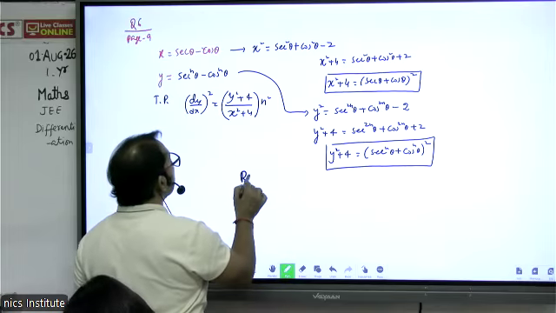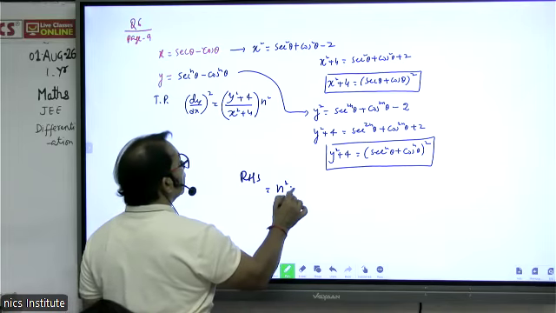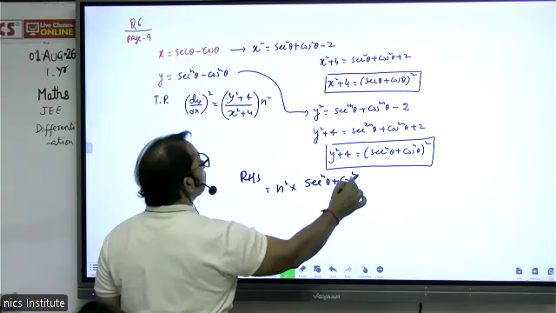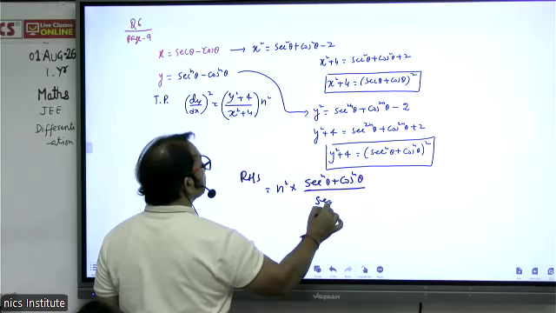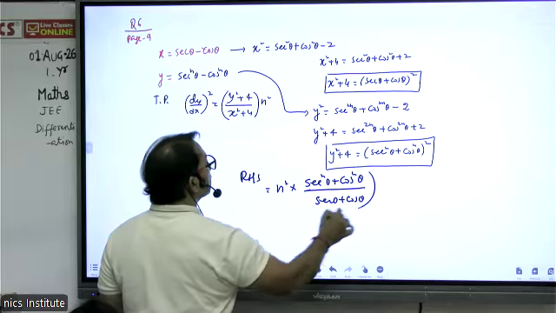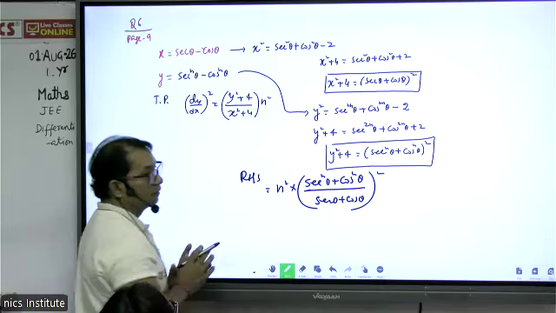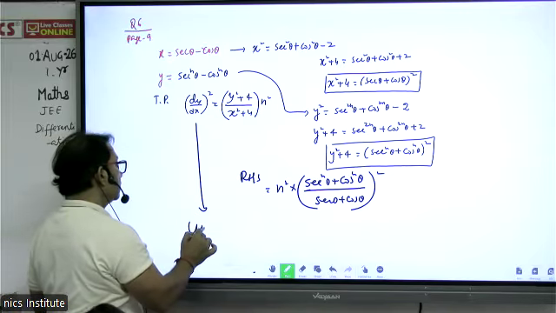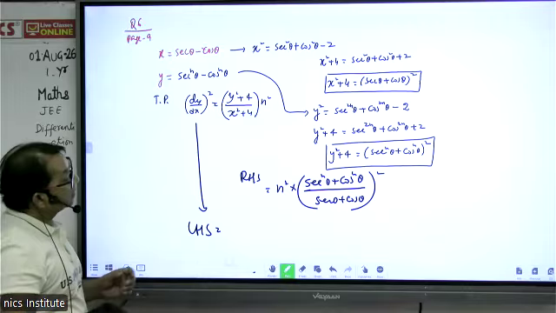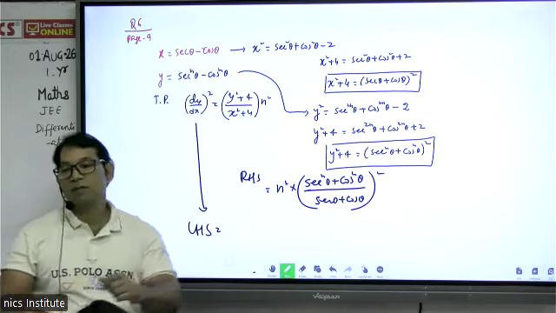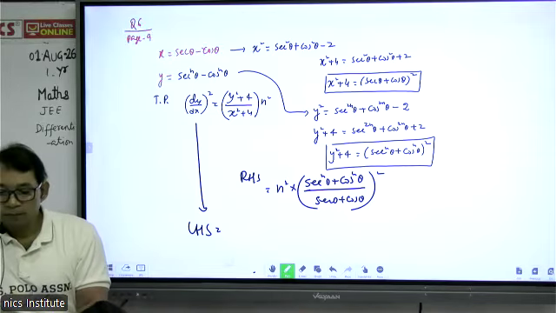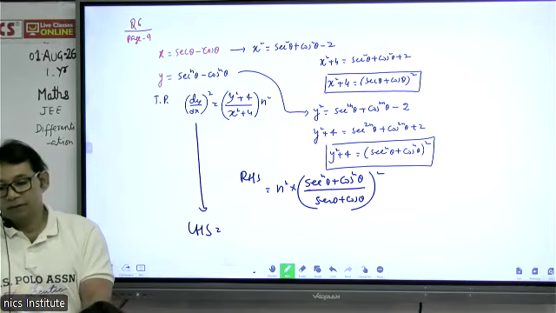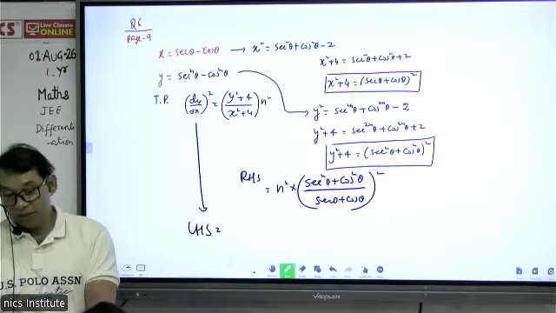The RHS is coming out to be n square into (sec n theta plus cos n theta by sec theta plus cos theta) the whole square. This is the RHS. So now our job is to find dy by dx and then show its square is equal to this. Yes, this should be dy by dx. Then you rearrange.